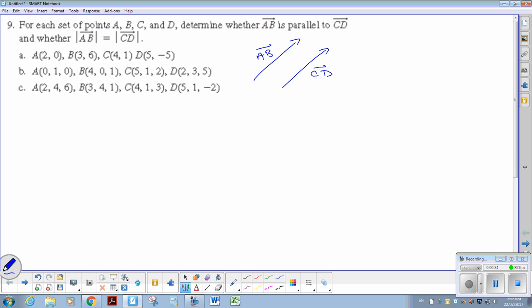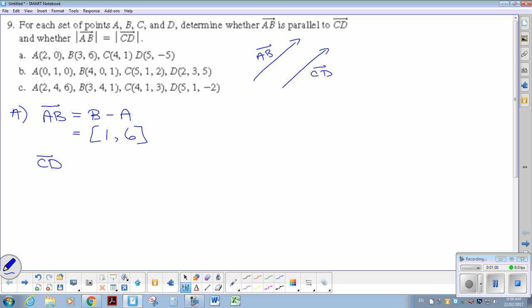What I'm going to do is show you a quick way to do the check. It saves a step of finding the unit vector. So I'll do question A. First thing we need to do is find vector AB. And vector AB is point B minus point A. So point B minus point A, so it'll be 3 take away 2 is 1, 6 take away 0 is 6. So there is vector AB.